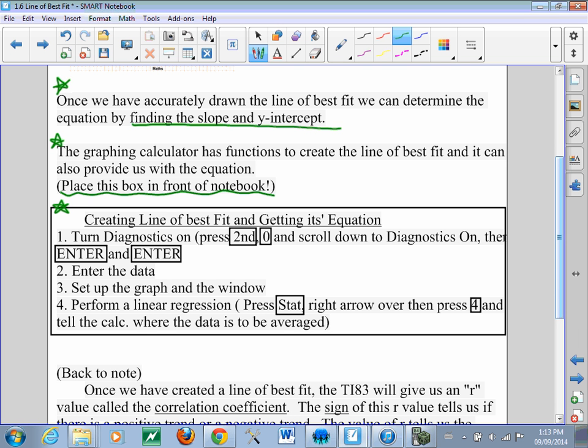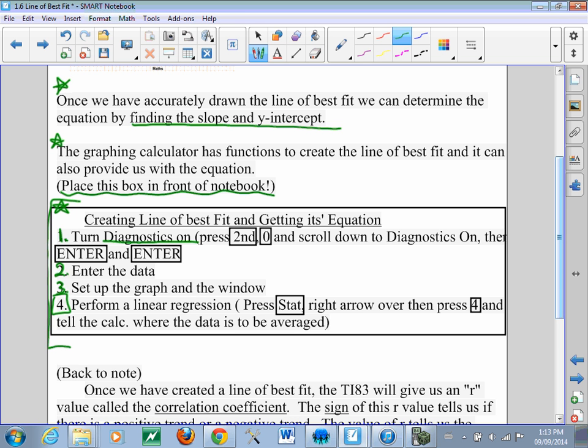2 key things to remember. Number 1, before we do any of the inputting of the data, we have to turn the diagnostics on, and we'll use these buttons and follow that through. Then we will do what we did last day, like enter the data, set up the graph. Then the new thing today will be number 4. We will perform a linear regression, and I will tell you how to do that. Okay? So you do this box, folks, on a separate sheet of paper, and maybe identify it as graphing calculator buttons and join it with the one you did last day.